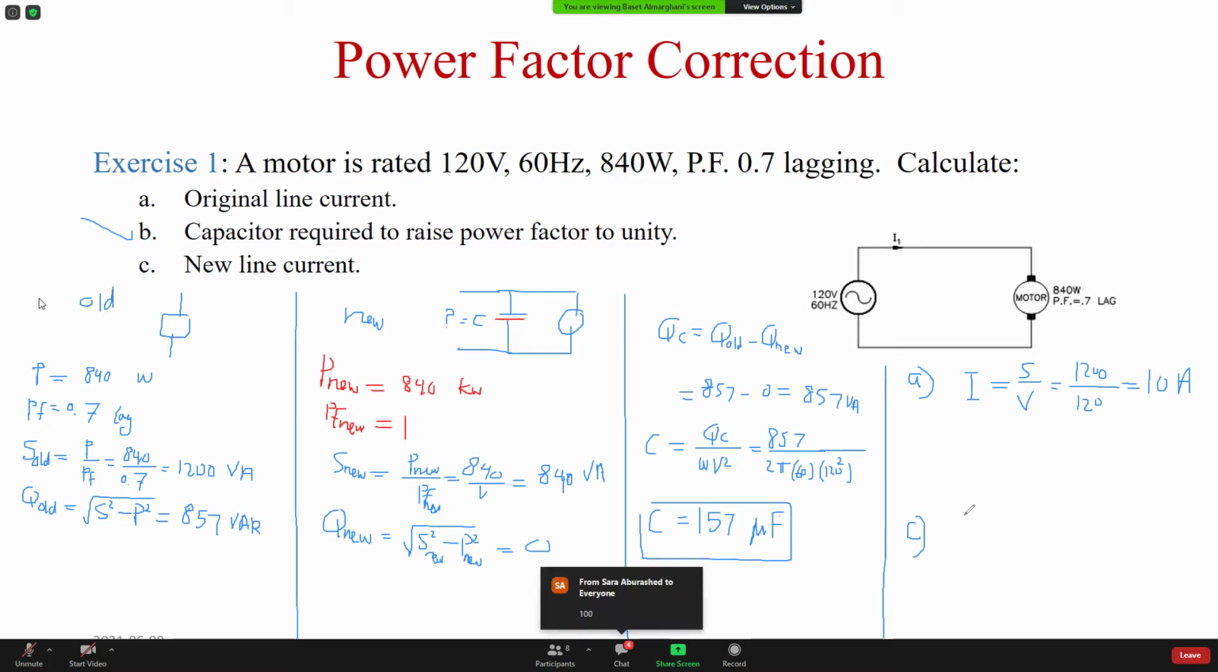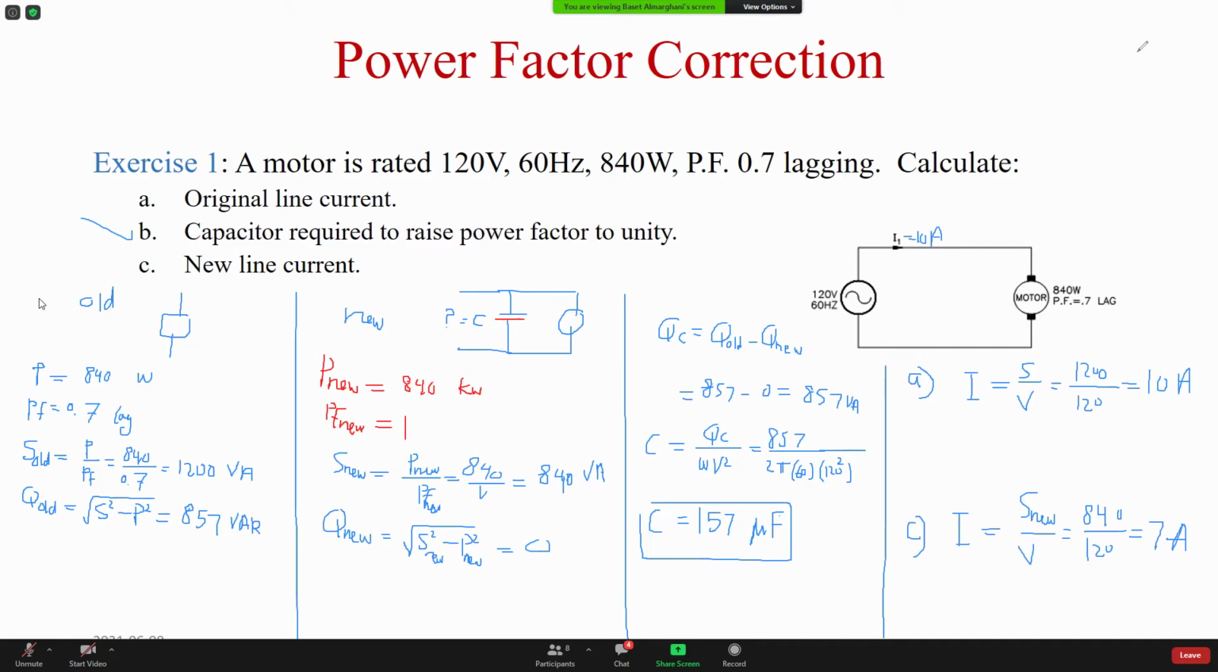Now the I here is the new line, so it's a new. The voltage is still the same. So 840 divided by 120, this is the 7 ampere. So see what happens to the current. The line current is reduced from 10 to 7. So what happens before the capacitor? It was 10.